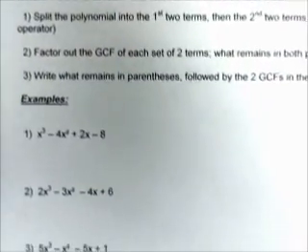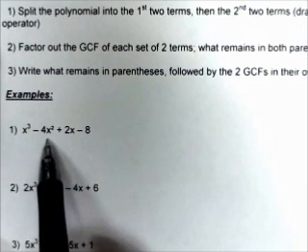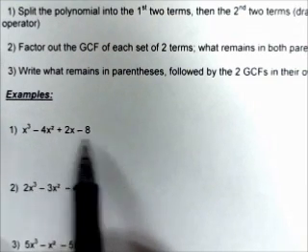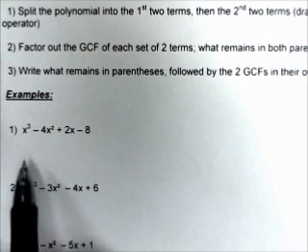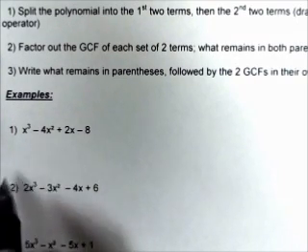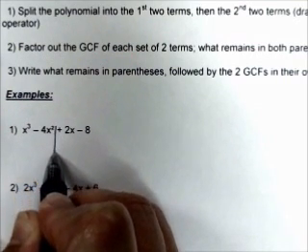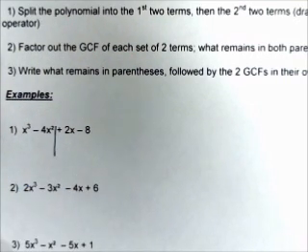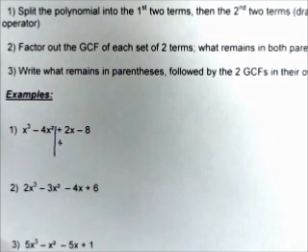So for example, x to the third minus 4x squared plus 2x minus 8. This is 4 terms, so we're factoring by grouping. So we group the first 2 terms, so we draw a line after the first 2 terms. I'll copy down the operator that follows, plus.